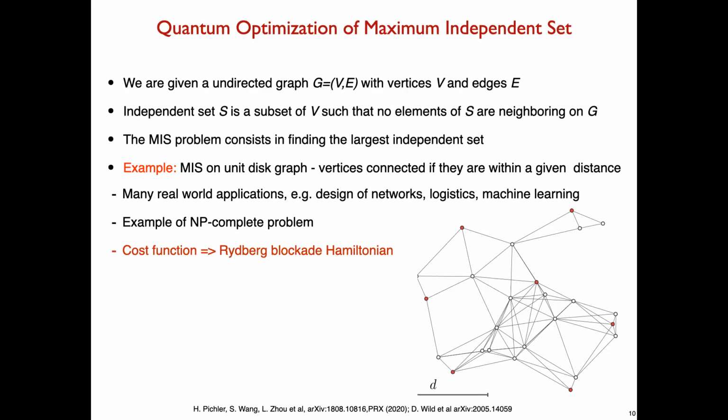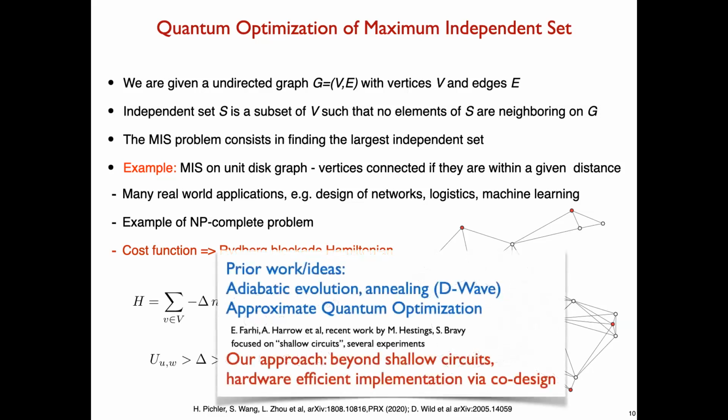Here D is basically the blockade radius. And indeed, as Hannes initially noticed, this classical part of the Hamiltonian of a Rydberg blockade is very similar to the classical cost function of this problem. What we'd like to do now is utilize this observation to explore if we can use quantum dynamics to somehow speed up this combinatorial optimization. And the key word here is this hardware efficient approach. So we would like to utilize this correspondence to really do it efficiently.